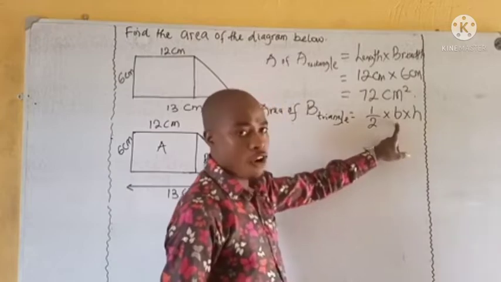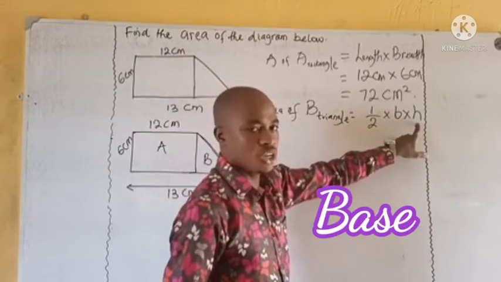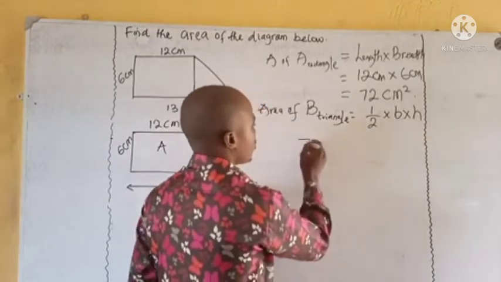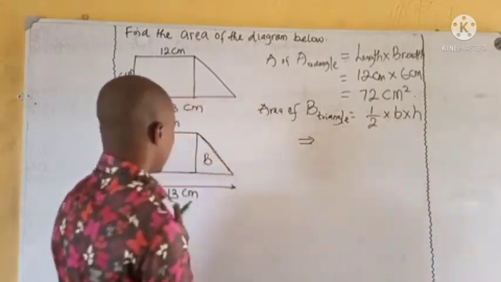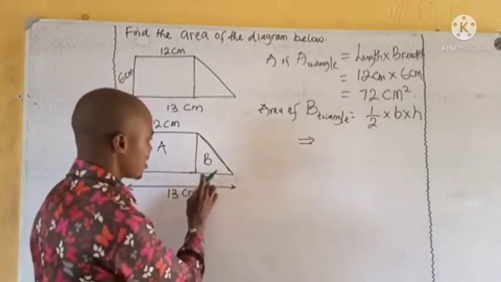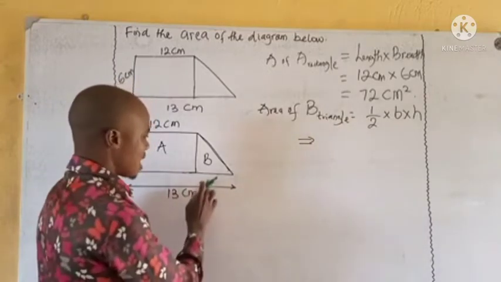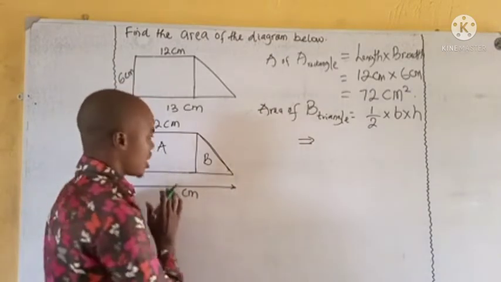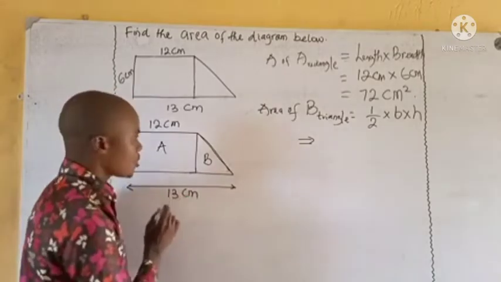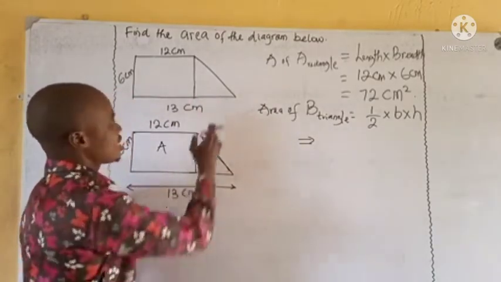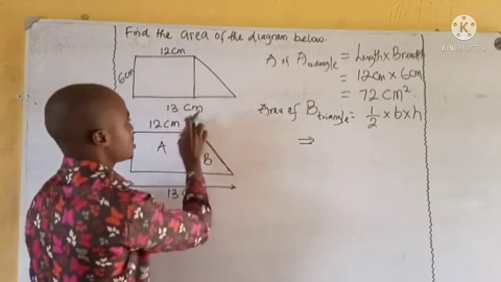B stands for base and H stands for height. Therefore, from here, what is our B? Who can tell me what our B is going to be? Because we are trying to solve the area of this separately, but from the question given, we can see that from here to here is 13 centimeter.